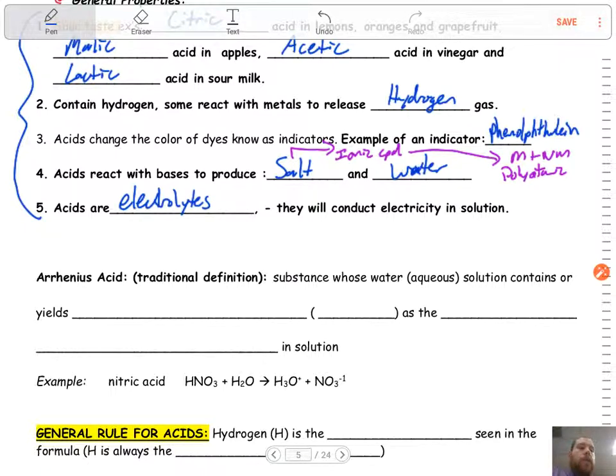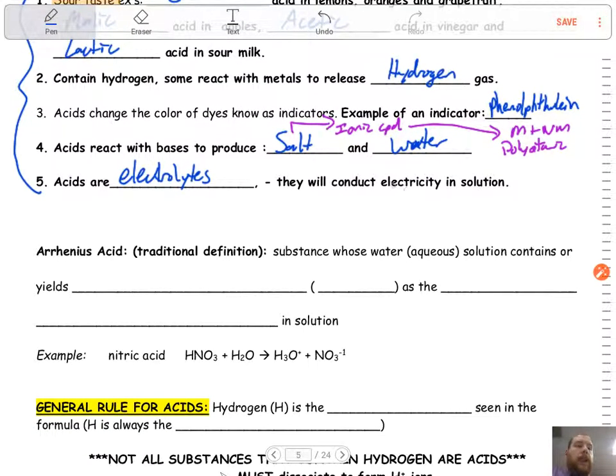Okay? They will conduct electricity in solution, and we're going to ask why. Why are they electrolytes? Why do they conduct electricity? It's something we're going to talk more about the rest of the year. It's because they produce or make ions in solution.